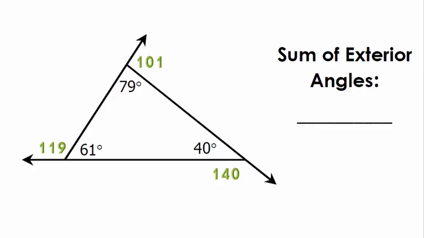Now, if you notice, all those angle pairs form linear pairs. And again, with linear pairs, the two angles are supplementary to each other. So if you add all three of those numbers up, 119 plus 101 plus 140, you get the sum of the exterior angles for this triangle to be equal to 360 degrees.